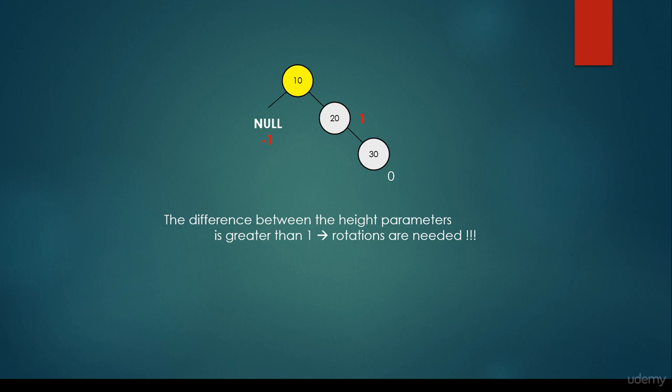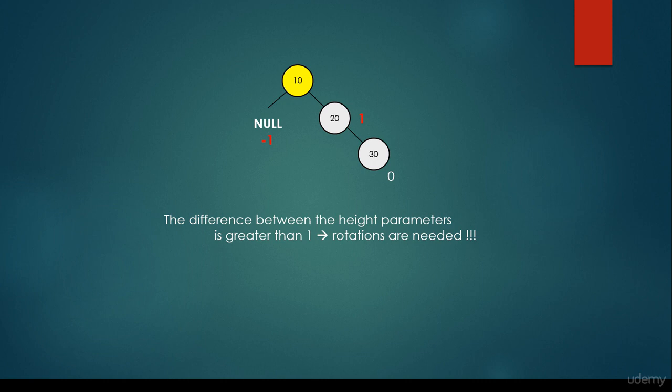The root node left child is a null pointer with the height parameter -1, and the right subtree is going to have the height parameter 1. Okay, because the height parameter of the leaf node is 0, and the 20 has a right child 30 with the height parameter 0, so we just have to increment its height parameter to get the node 20 height parameter. 0 plus 1 is 1, so that's why the root node left child has a height parameter -1 and the right child height parameter 1.